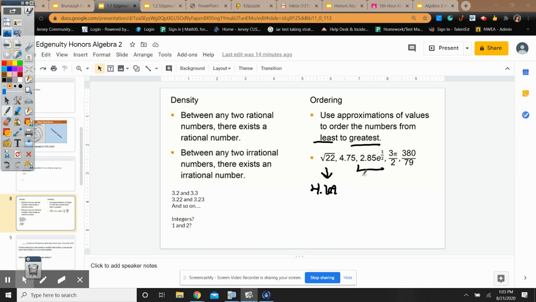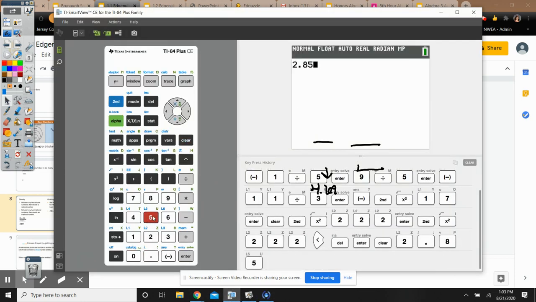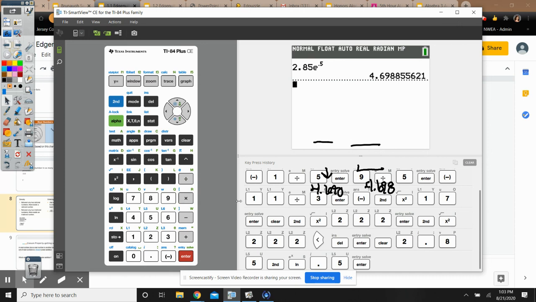This guy here, 2.85 e to the 1/2. There is a button called e on your calculator. 2.85, it's right here. If you hit second natural log, there's e, it's a number, to the 0.5 or 1/2, 4.698. Okay, now this one was 4.690 if I remember. This one is 4.698.